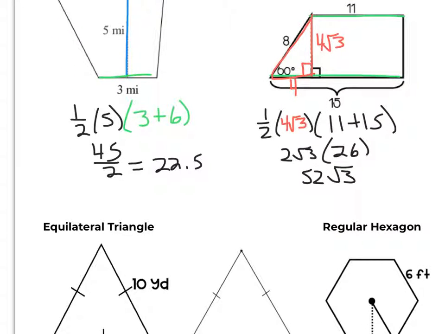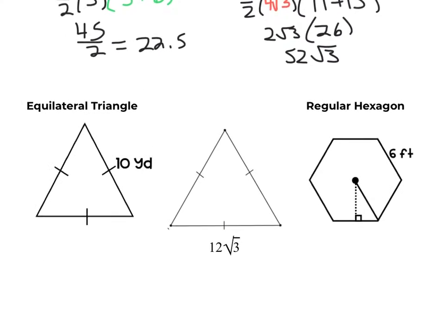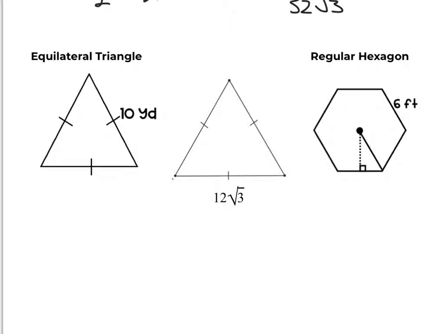And hypothetically, while we could do that here, we aren't going to get an exact answer. We would have to get a decimal, which is why special right triangles are happy. All right, now let's look at some regular figures. So a regular figure just means all of the sides are equal.